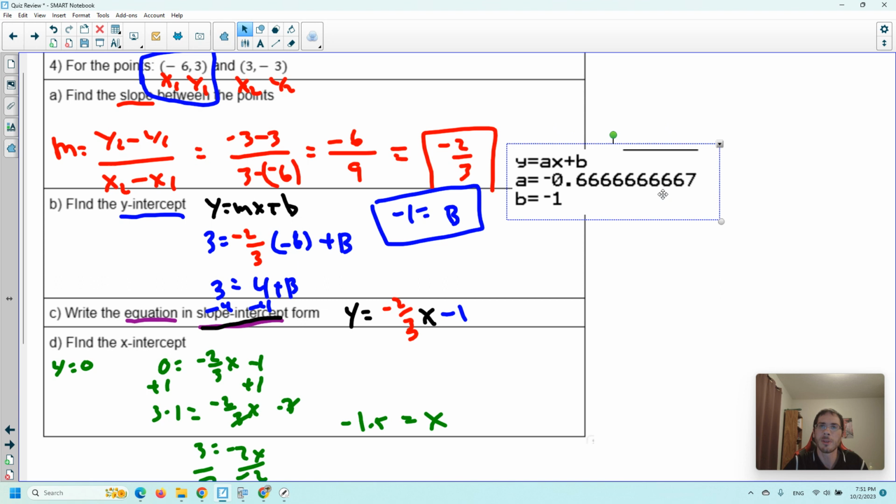I got the y-intercept staring me right there in the face, and then I just have to put it together. But it tells me how to put it together. It says put in this number for A. That's what we did here. Put in this number for B. That's what we did right there.